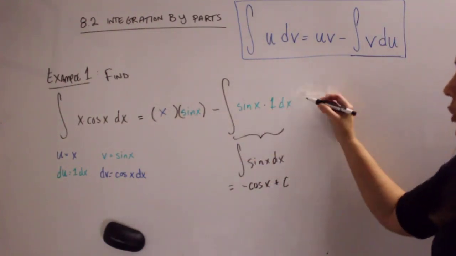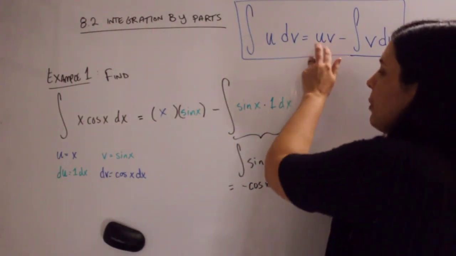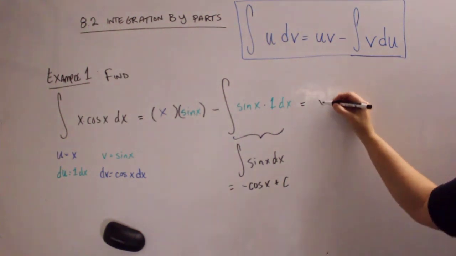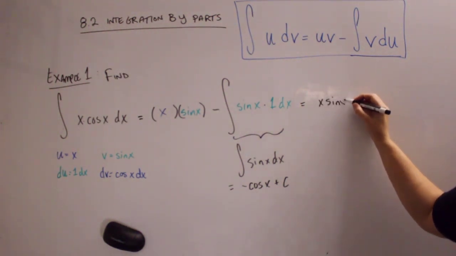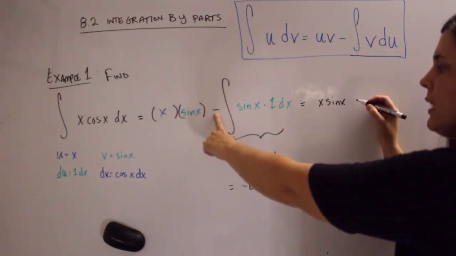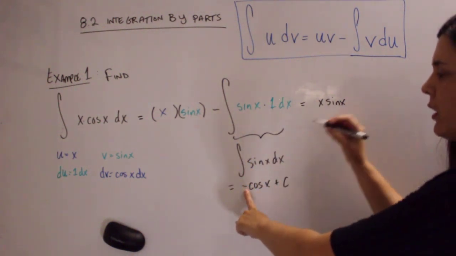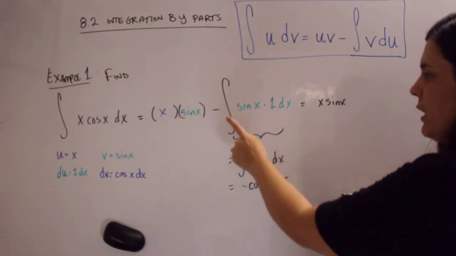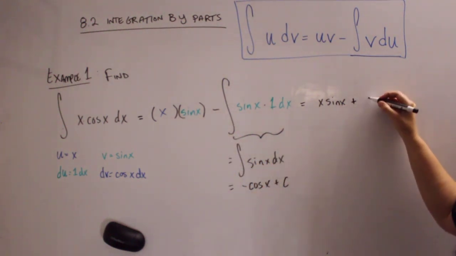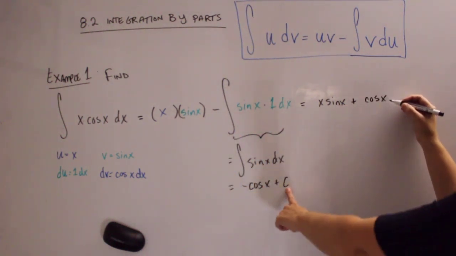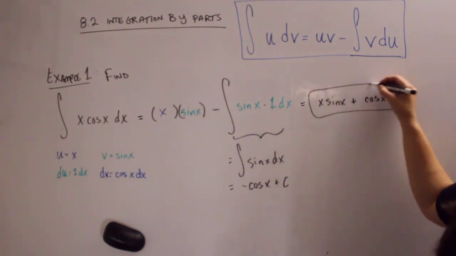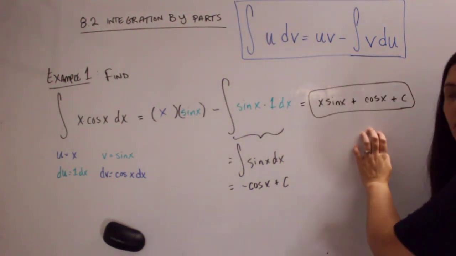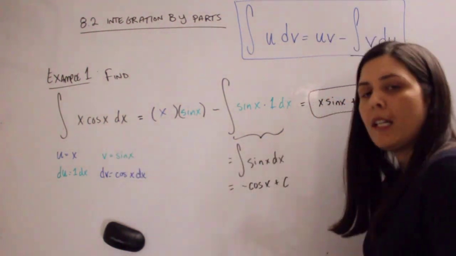So my final answer, don't forget the uv, that's part of the answer. So this is x sine x minus a minus, because this is the antiderivative of sine x. So minus a minus, so plus cosine x plus c, there it is. So that is the antiderivative of x cosine x dx.